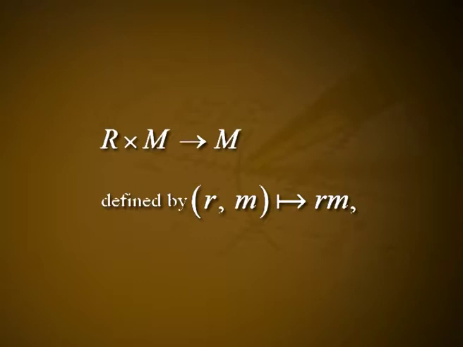Modules. Definition. Left module. Let R be a ring and M be an additive abelian group together with a map R cross M to M defined by (r, m) to rm, called the scalar multiplication or the structure map, such that for every r, r1, r2 belongs to R, m, m1, m2 belongs to M, the following hold.